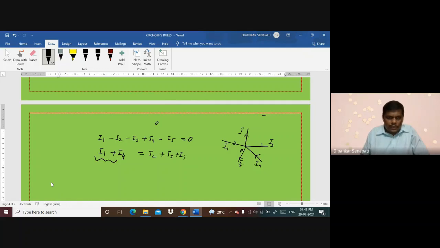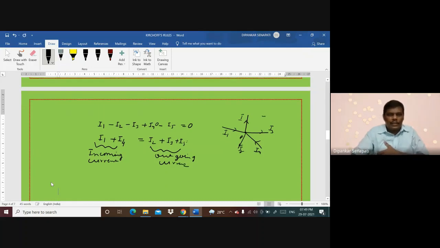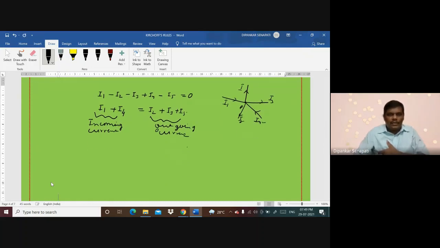So what we can write? Incoming current, and this is outgoing current. So Kirchhoff's law can be stated like this: that incoming current is equal to outgoing current. Okay. So at any junction, if you consider any junction.